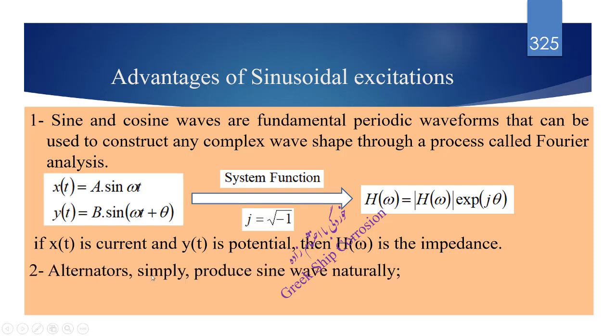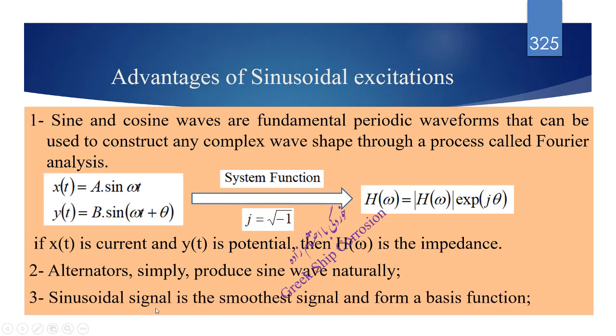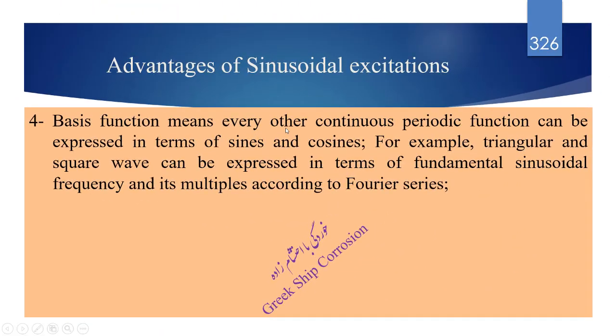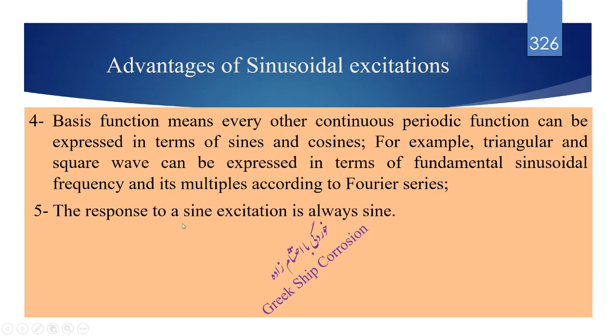If X(t) is current and Y(t) is potential, then H(omega) is the impedance. 2. Alternators simply produce sine wave naturally. 3. Sinusoidal signal is the smoothest signal and forms a basis function. 4. Basis function means every other continuous periodic function can be expressed in terms of sines and cosines. For example, triangular and square wave can be expressed in terms of fundamental sinusoidal frequency and its multiples according to Fourier series. 5. The response to a sine excitation is always sine.